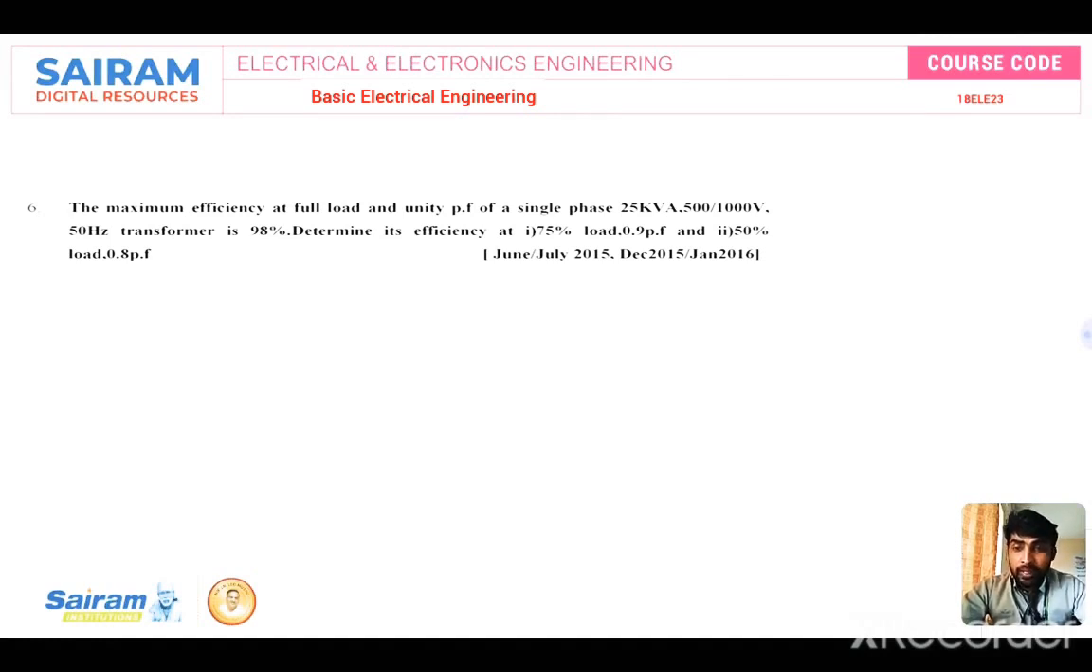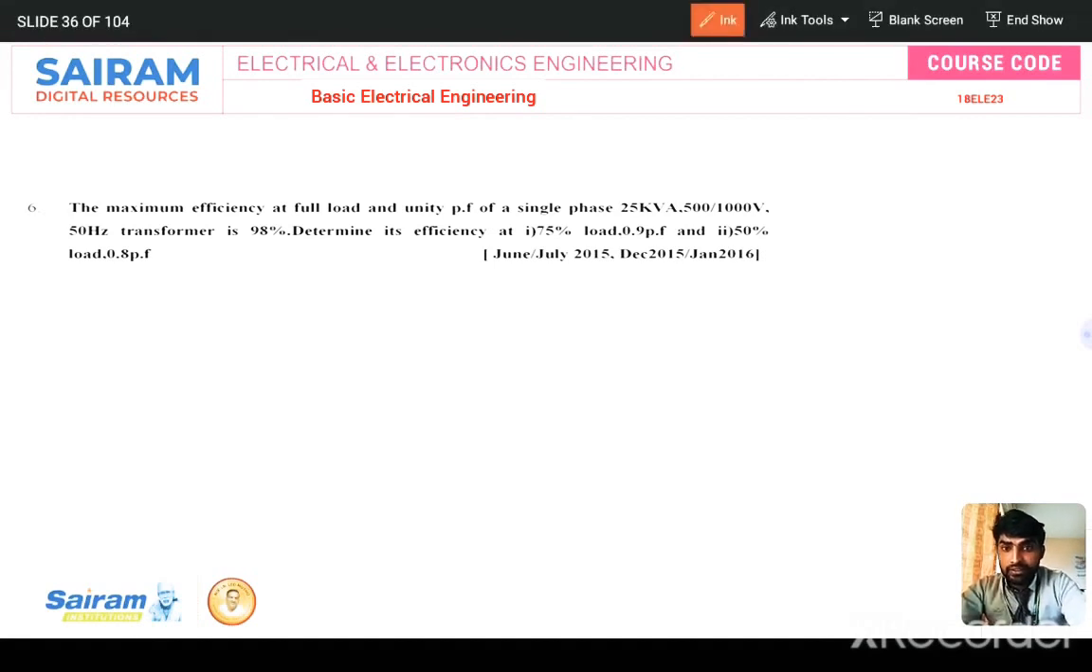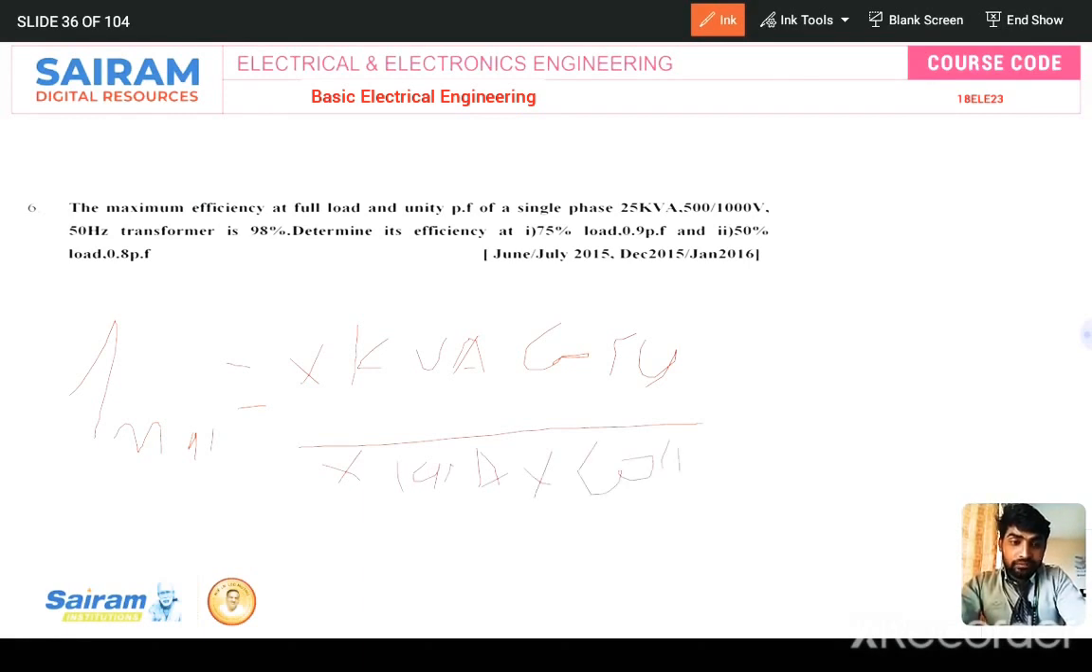See the question properly. The maximum efficiency they have given, so maximum efficiency η max is x into kVA into cos phi divided by x into kVA into cos phi, in the sense that kVA is 25 into 10 raised to 3, keep it in your mind, plus 2Wi. See, at full load condition x is equal to 1.